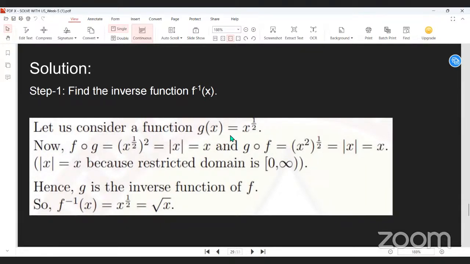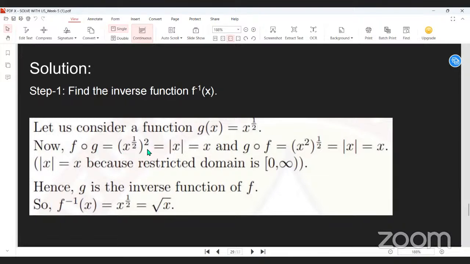So the first step would be finding the inverse, f inverse x. So let us consider a function g of x, which is x to the power half. So we will see f of g of x. Am I audible to everyone? Yes, sir. You're audible. Okay, so we will see f of g of x, which is (x to the power half) whole square, right? Is everyone comfortable with how this f of g of x comes like this?